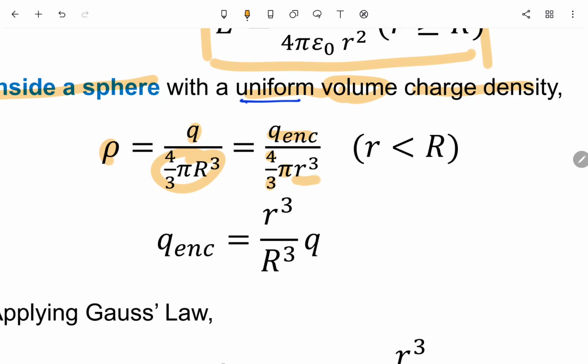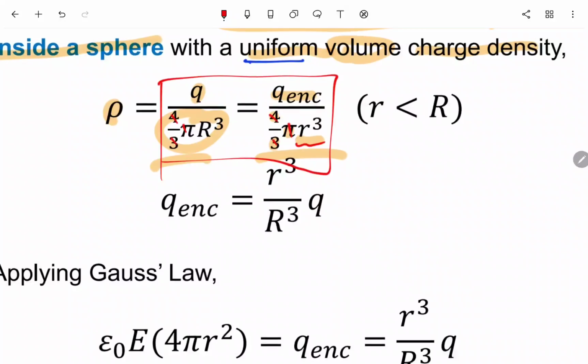This is considered partially, but as the volume charge density is uniform, these two must be the same. Then the 4 over 3 pi can be cancelled. So we have Q enclosed, and we move the R cubed to the left side and swap left and right. So we have Q enclosed equals small r cubed over capital R cubed times Q. By manipulating this, we can solve for Q enclosed like this.